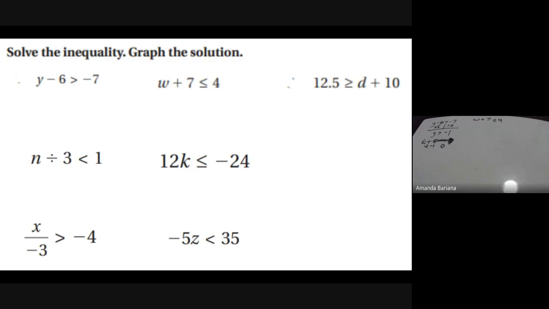So again, when we go to solve this, we're going to set up that t-chart. We had W plus 7. The opposite of plus 7 would be minus 7. Do that on both sides. My 7's here cancel, I'm left with W. Note that I just bring down whatever symbol is there for these adding and subtracting problems. So this becomes W less than or equal to negative 3.